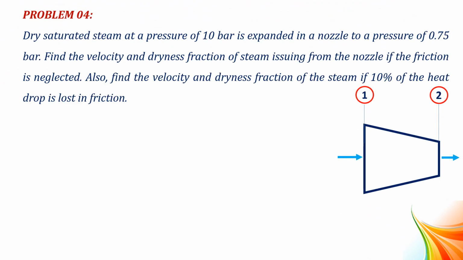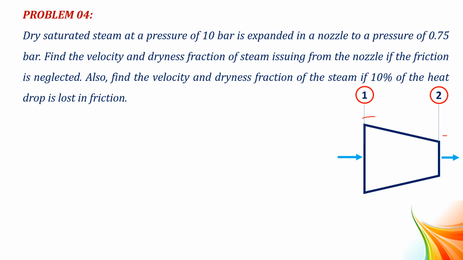Dry saturated steam at a pressure of 10 bar is expanded in a nozzle to a pressure of 0.75 bar. So the pressure at this point is 10 bar, and here it is 0.75 bar.